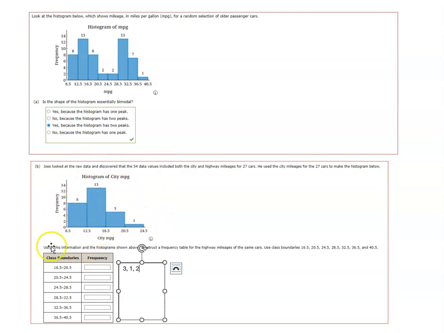Our next ranges, and you can kind of see what's going on here: the city mileage does not have these ranges, so they are not shown there. So the 28.5 to 32.5 range is 13 minus 0, or 13. The next range, 32.5 to 36.5, is 7 minus 0, or 7. And the last range is 1 minus 0, or 1.